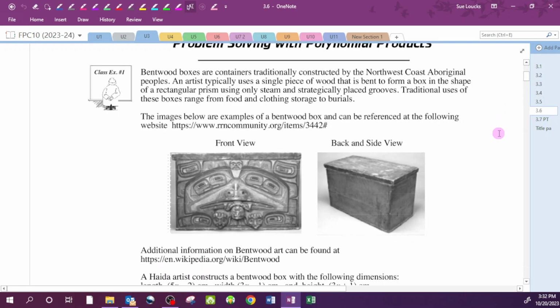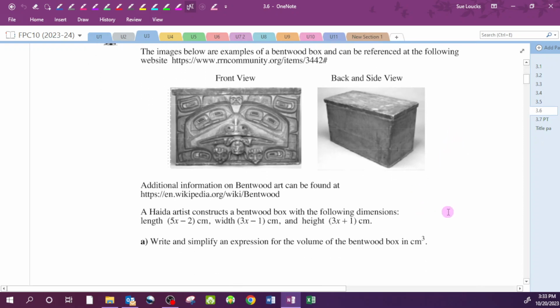Okay, so bentwood boxes are containers traditionally constructed by the Northwest Coast Aboriginal peoples. It typically uses a single piece of wood that's bent to form a box, which is really cool, in a rectangular prism, using only steam and strategically placed grooves. The boxes are traditionally used for storing all kinds of things, from food and clothing to burials. And there's a beautiful picture here of a bentwood box, and more information there.